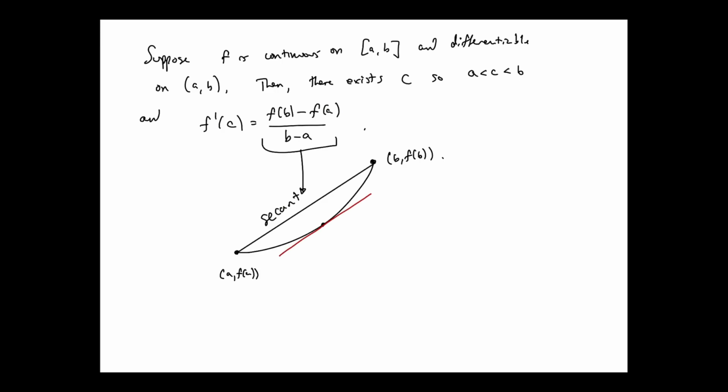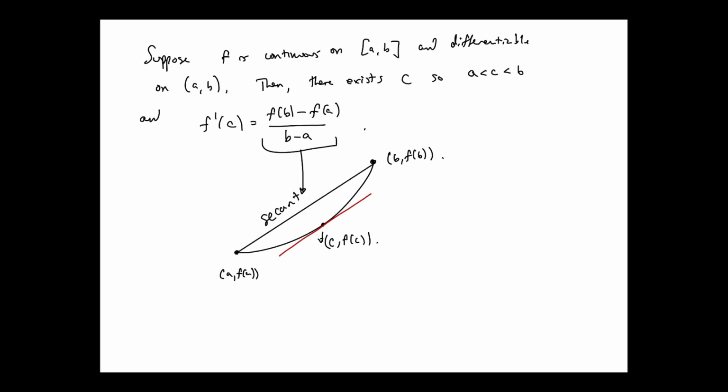Okay, so this point is at c, f of c. It's somewhere in between a and b. There's a place where the tangent slope is equal to the secant slope. So that's geometrically what this thing is saying. Now, does it tell us where exactly the point c is? No, it just says that there's somewhere between a and b where this happens.